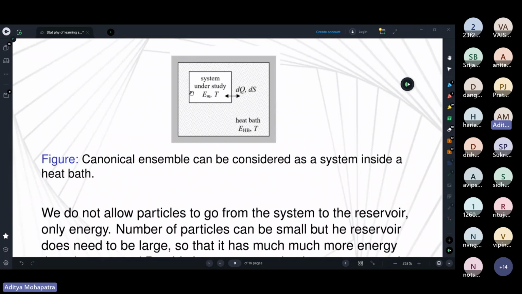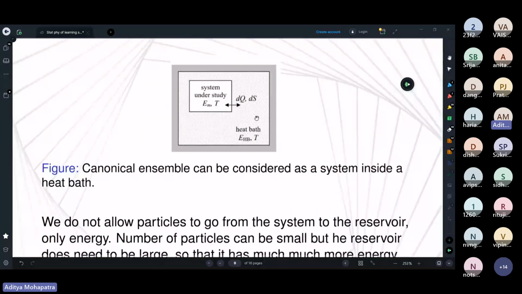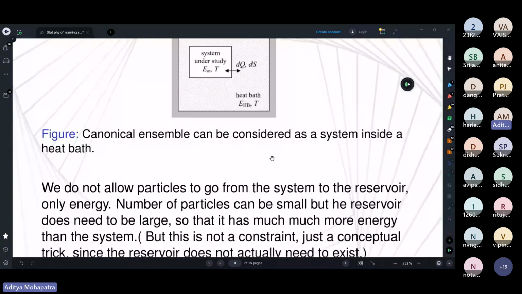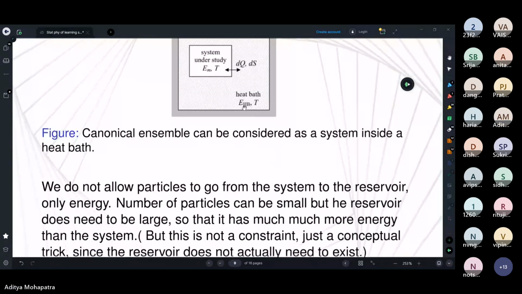It's better if you get a clear picture of the system. Basically this energy is variable; it can take energy from the bath, but the temperature is fixed, and the bath energy is much, much larger than E_M. So we can ignore the difference: E_HB minus E_M can be approximated to E_HB as the heat bath energy is that large.